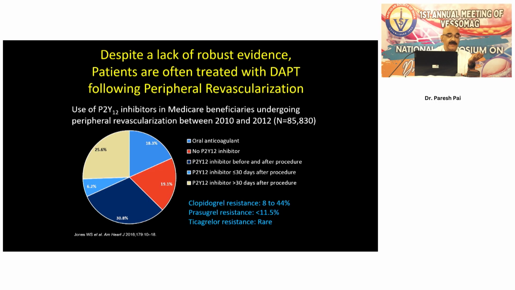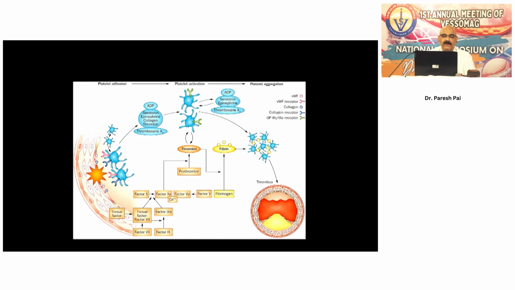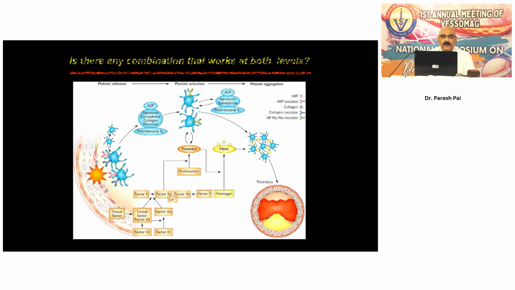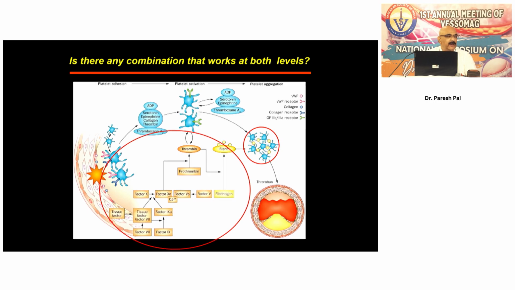Prasugrel resistance is less than 11.5%, so around 10%. Ticagrelor resistance is very rare, and that's one of the reasons why the cardiologists tend to use either Brilinta or prasugrel when they are doing all these procedures, and most of the time they are using drug-eluting stents. So let's look at this slide again, which I had shown first. Is there any combination that works at both levels? So what are the two levels? One is the platelet level, and second is the thrombin level. If you have something which acts at both levels, then it will be beneficial for our patients.